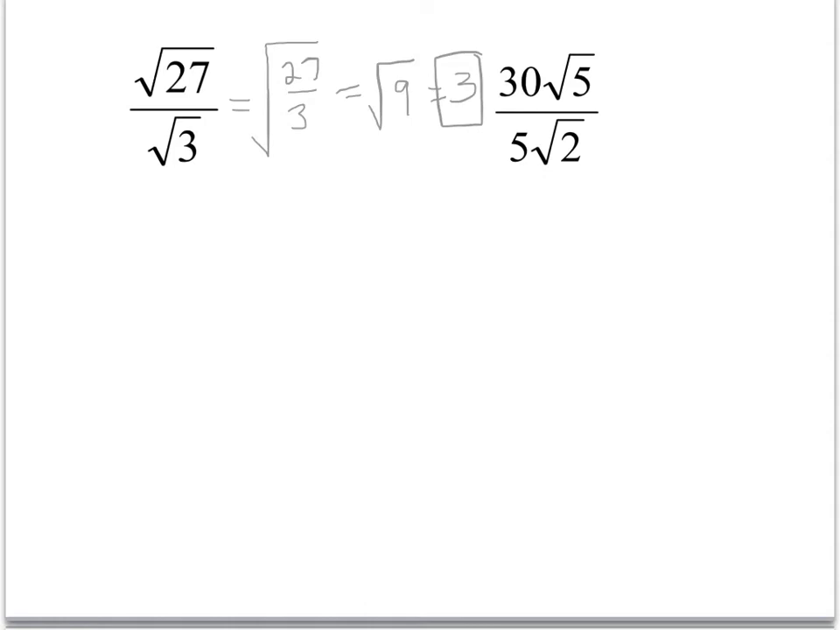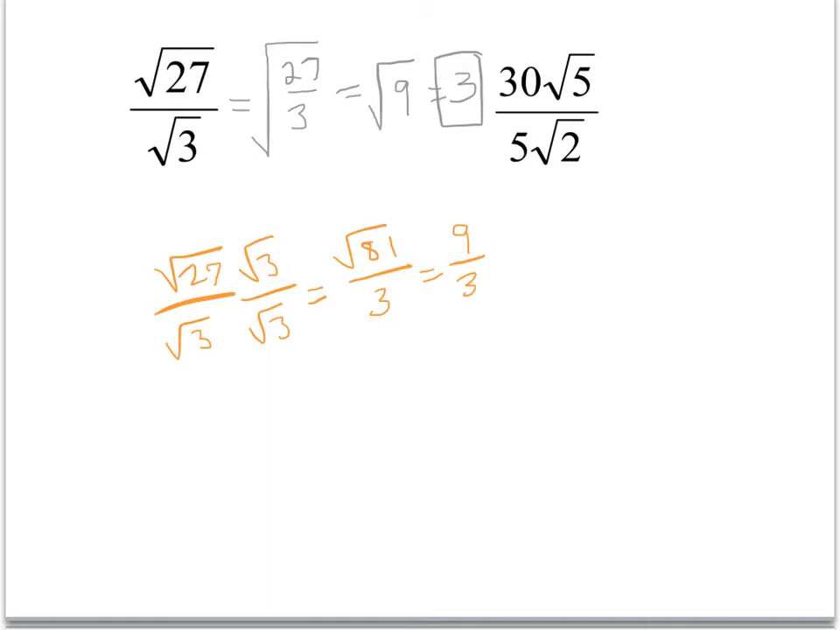I don't have to do anything else. However, if you didn't realize that, and you wanted to do this problem the long way, you certainly could. You could multiply by root 3 over root 3, and you get root 27 times 3, root 81, divided by root 3 times root 3, which is, of course, 3, which gives me the square root of 81, 9, divided by 3, which is the same answer, 3. Either way, our final answer, simplified, is 3. Next problem.